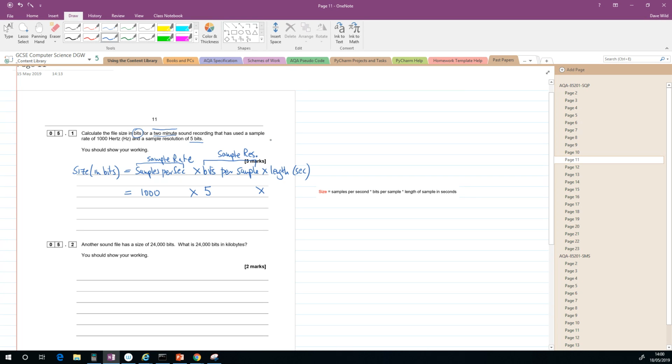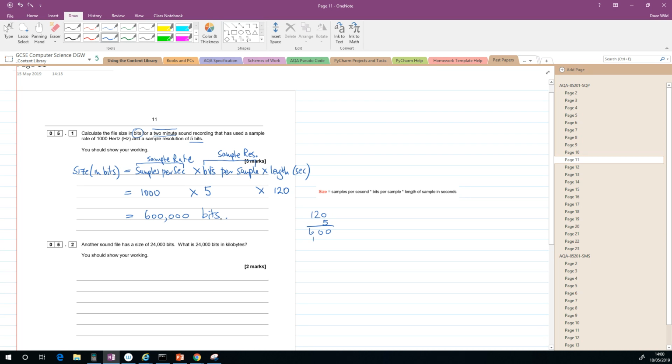Well, we've got 2 minutes, so you must convert that to seconds. So that's 120 seconds. So our answer now is 1000 times 5 times 120. So that's 5000 times 120. Well, 120 times 5, let's do that first. 5 noughts are 0, 2 5s are 10, 0 carry 1, 5 is 5, 6. Times that by 1000, so we've got 600 times 1000, add 3 noughts. 600,000 bits.